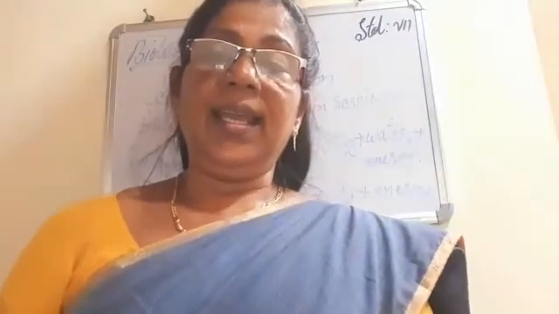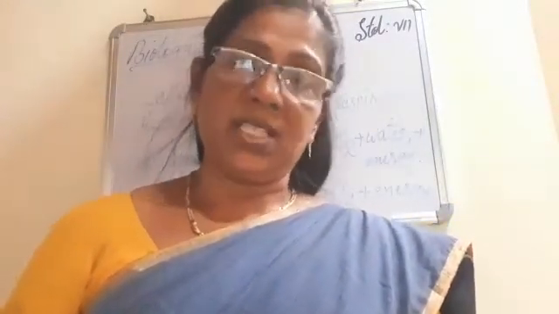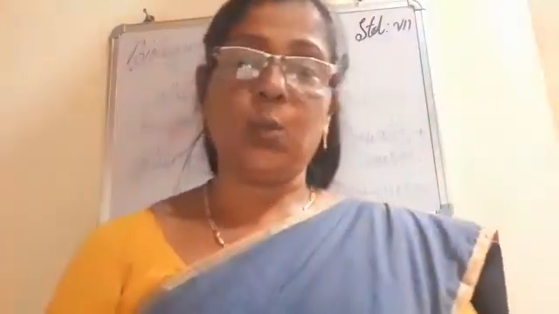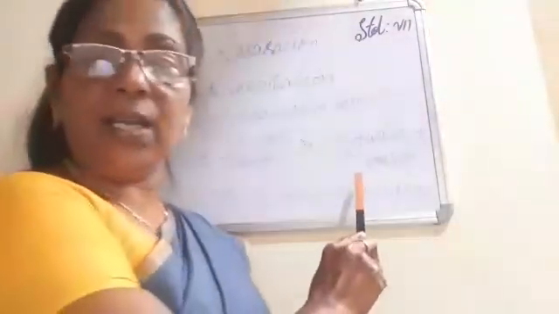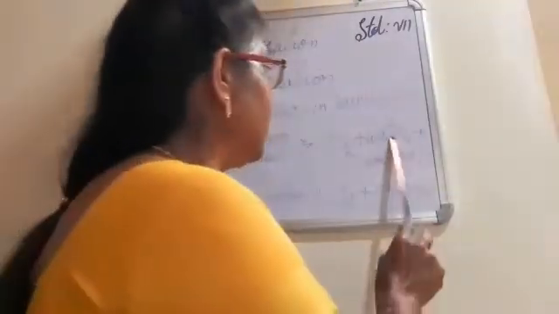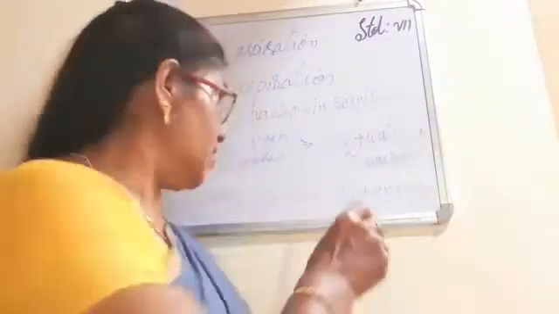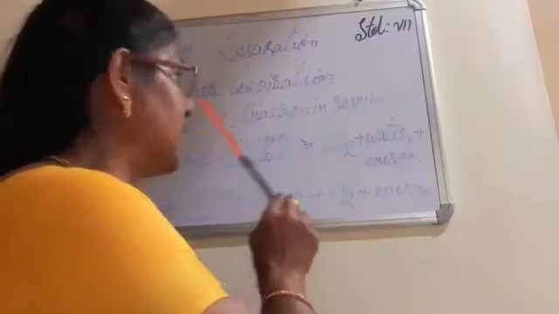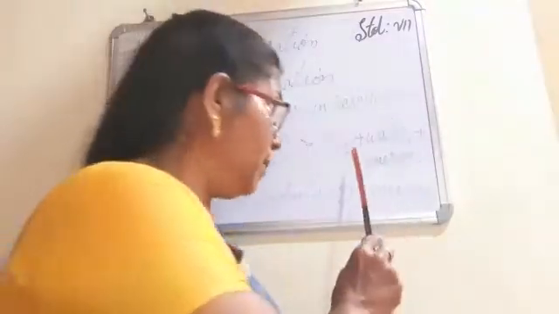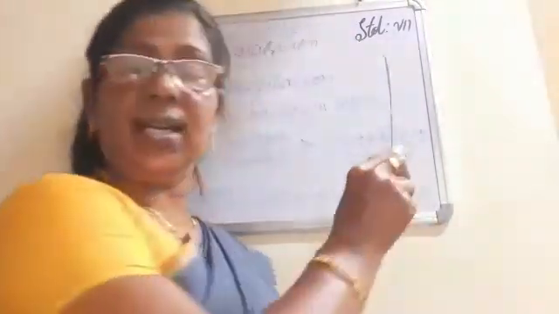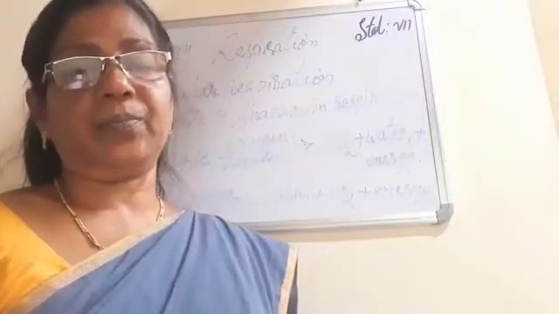Children, in aerobic respiration, what happens to glucose? Let us see. In aerobic respiration, the glucose splits up into carbon dioxide, water and energy in the presence of oxygen. In the presence of oxygen, glucose splits up into carbon dioxide, water and energy.